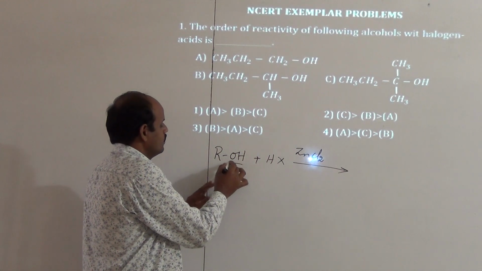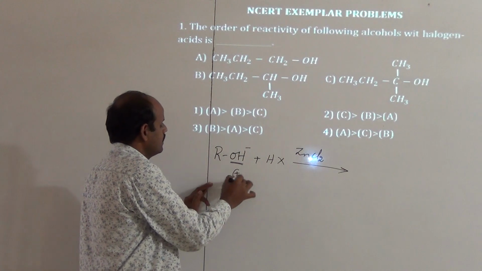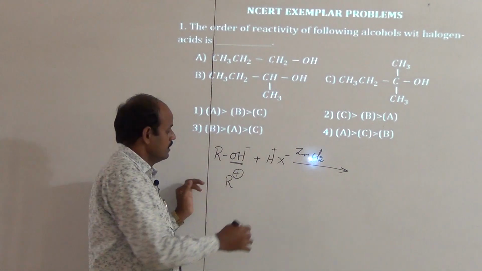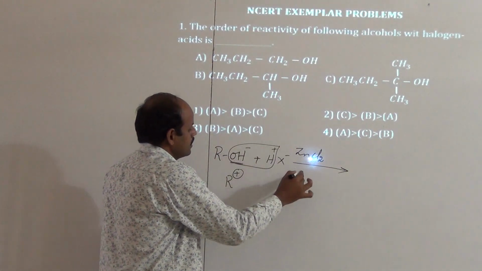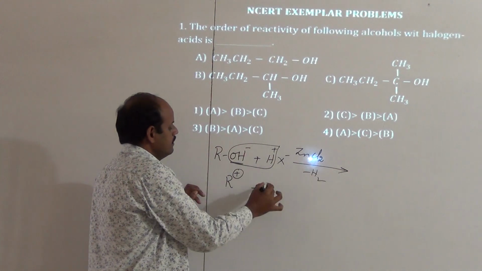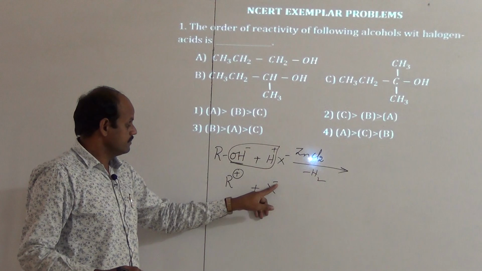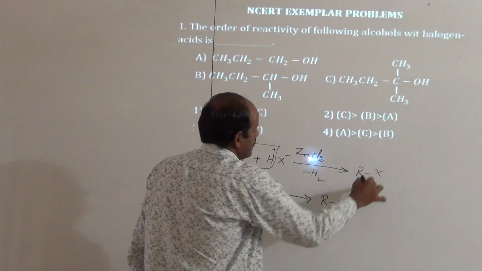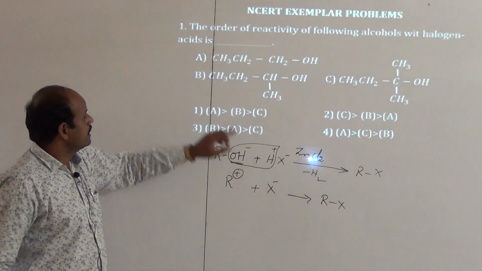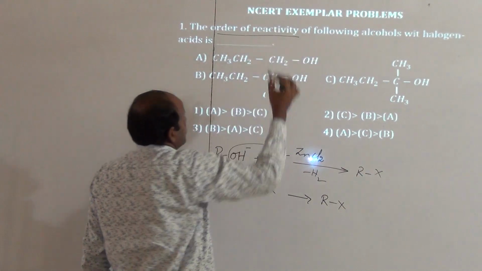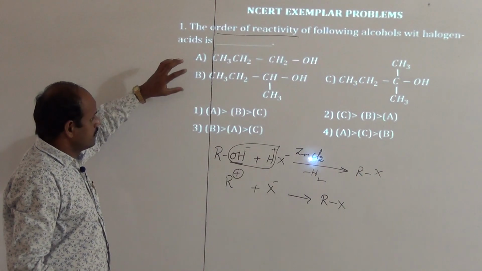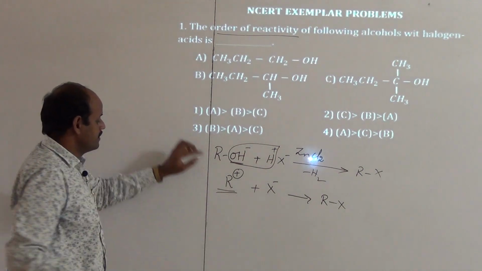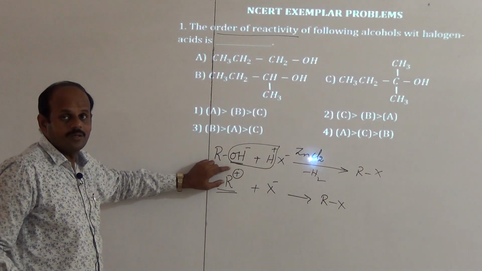Here what happened? OH minus can leave, thus we get alkyl group R plus, then H plus and X minus. These two combine and are removed as water. Then R plus and X minus combine, and we get RX, that is alkyl halides only. Now they asked the order of reactivity. You have to observe which type of alcohols are given. And one more point: what is the intermediate formed in this reaction? R plus, that is carbocation.